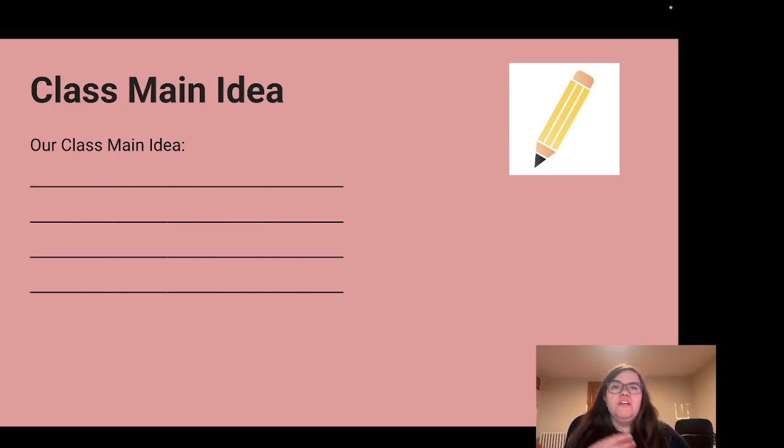Then we would move into doing the whole class main idea. So basically, this is where we would incorporate A Bad Case of Stripes. We would be co-constructing the class main idea, and we would come up with one supporting detail, but then when they go off by themselves, they would be coming up with other supporting details.